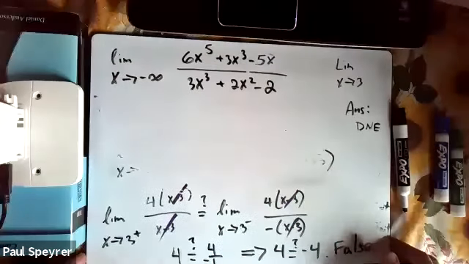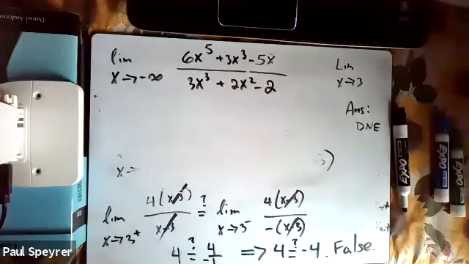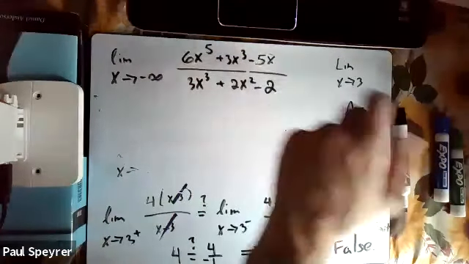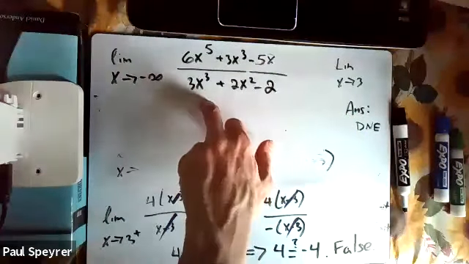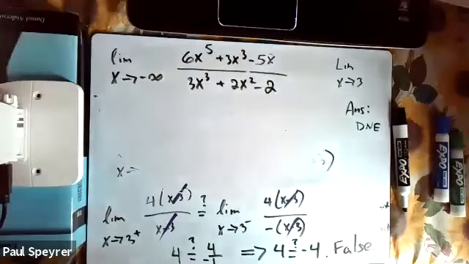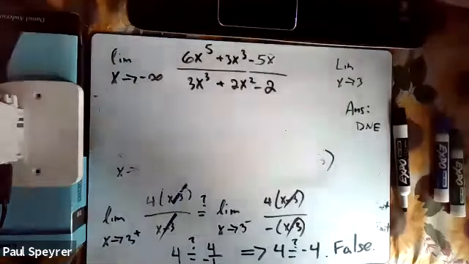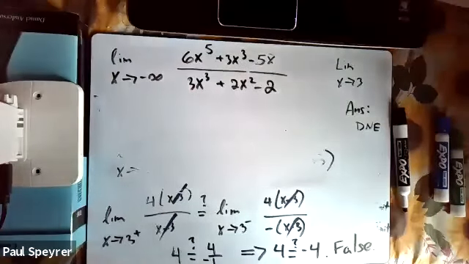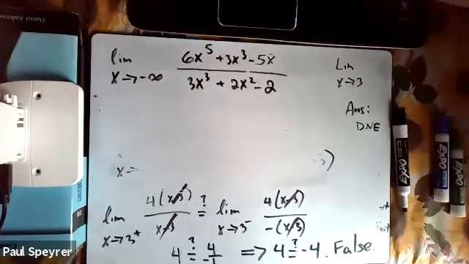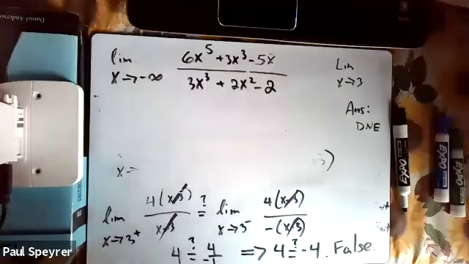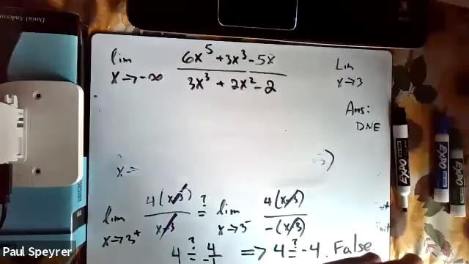All right, so we have the limit as x approaches negative infinity of 6x to the fifth plus 3x cubed minus 5x over 3x cubed plus 2x squared minus 2. And of course, if you plug in negative infinity, you're still going to wind up with some version of infinity over infinity. It doesn't matter if either of them are positive or negative. That's indeterminate. So what do we need to do?